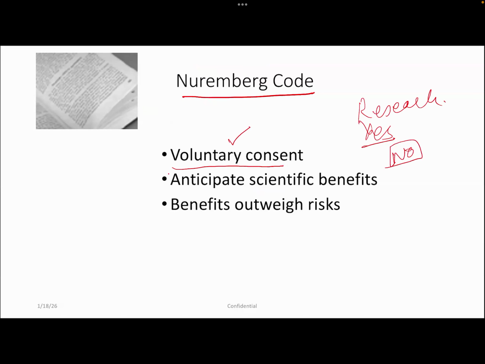And this is important. That's why we have a section in the protocol. After the introduction, we always have a background. So the anticipated scientific benefit should be more than your risk. Now, how will you measure the anticipated scientific benefits? By referring to the literature, by referring to previous studies, and also animal studies.